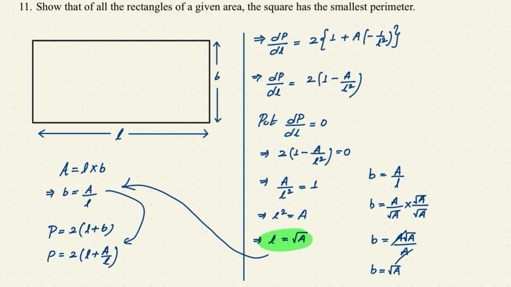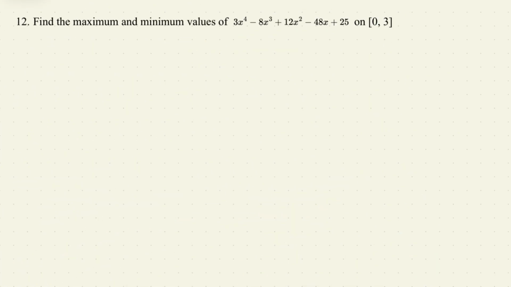Now here if you notice, if the perimeter of this rectangle should be small, then length should be root A, and B also should be square root of A. That means length and breadth are both coming root A, and if length and breadth are equal, that means this rectangle is a square.